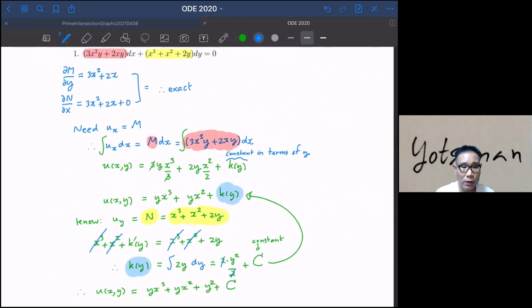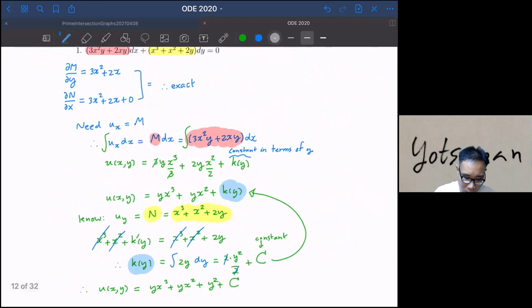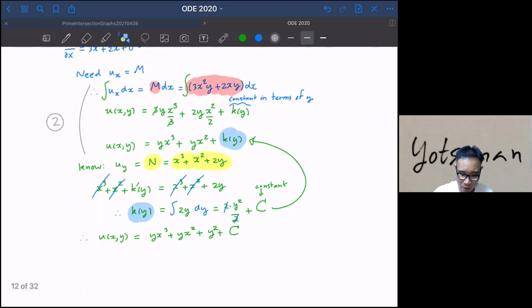Let me conclude the steps for doing this example. The first step is you need to check whether you have an exact equation. The second step is around here, where you find u of x y. And the third step is you find k y by using u y equal to N.